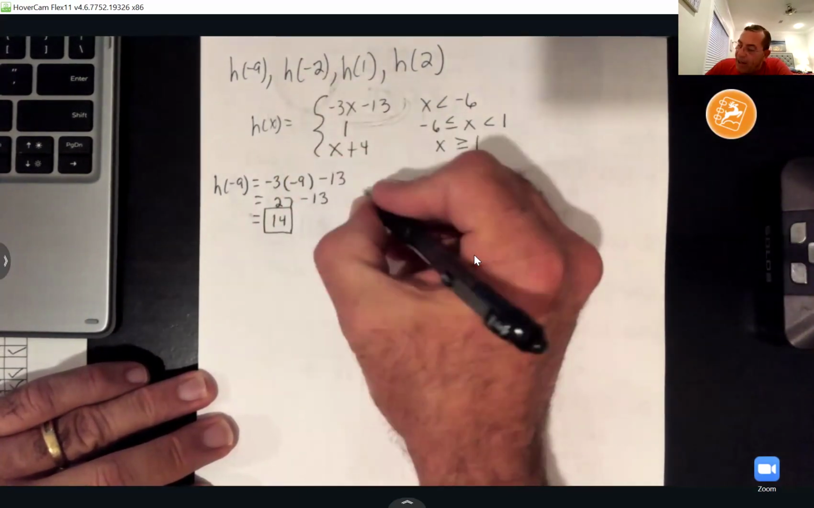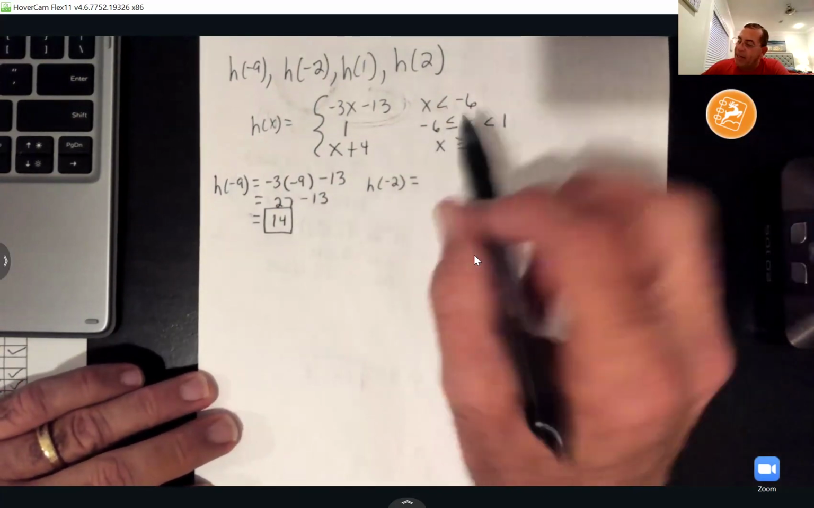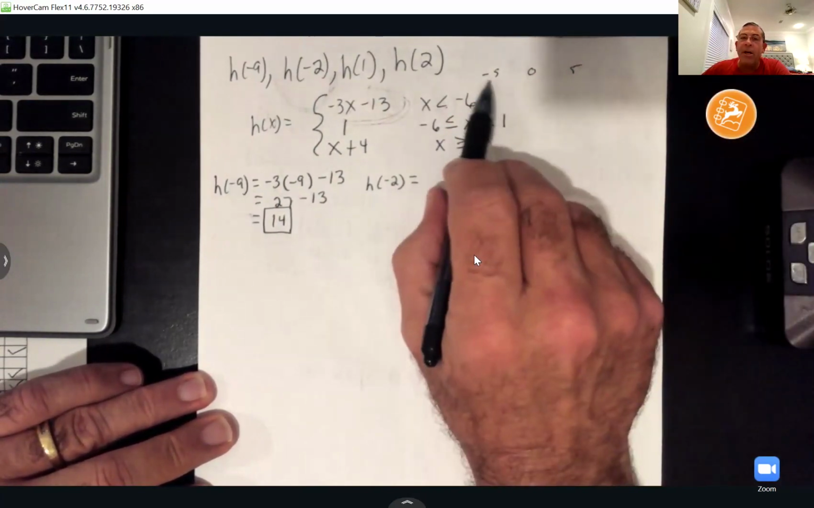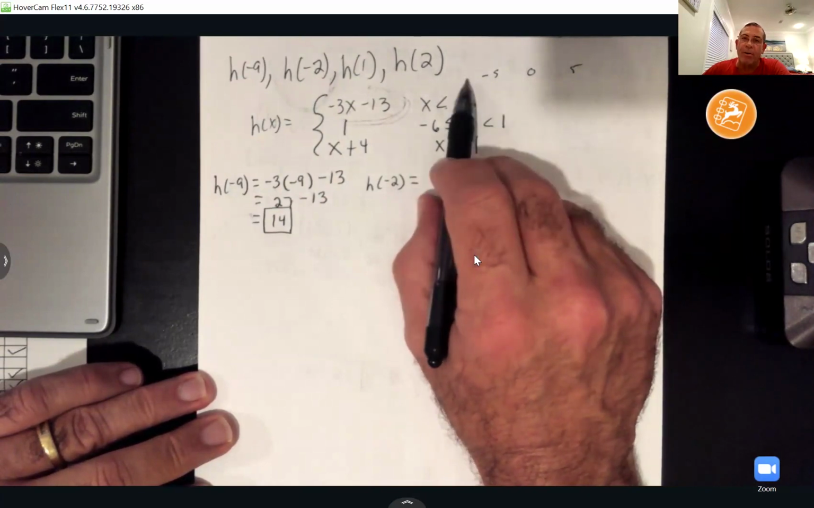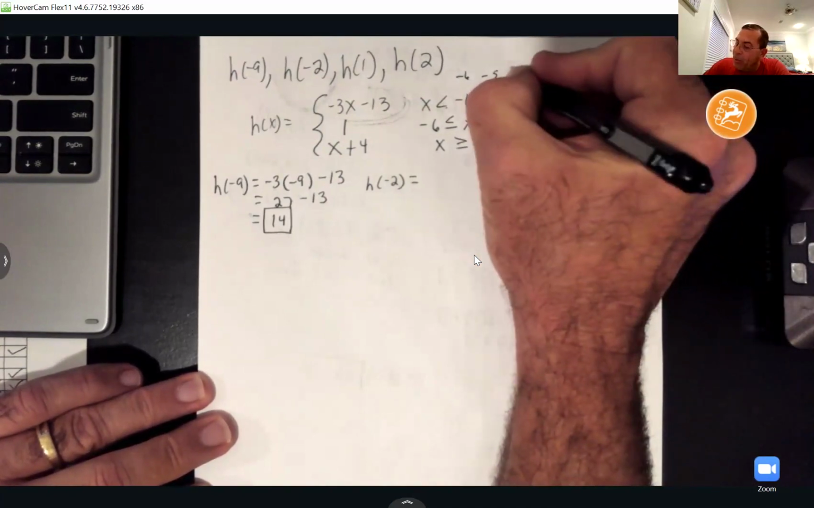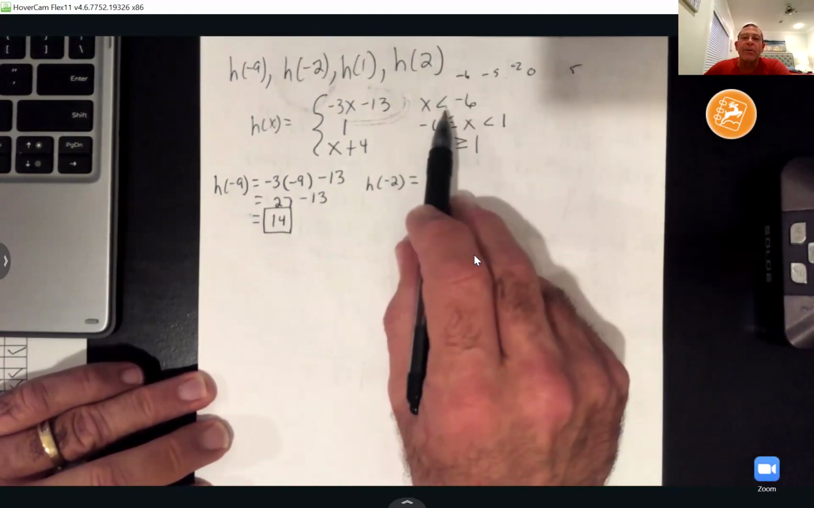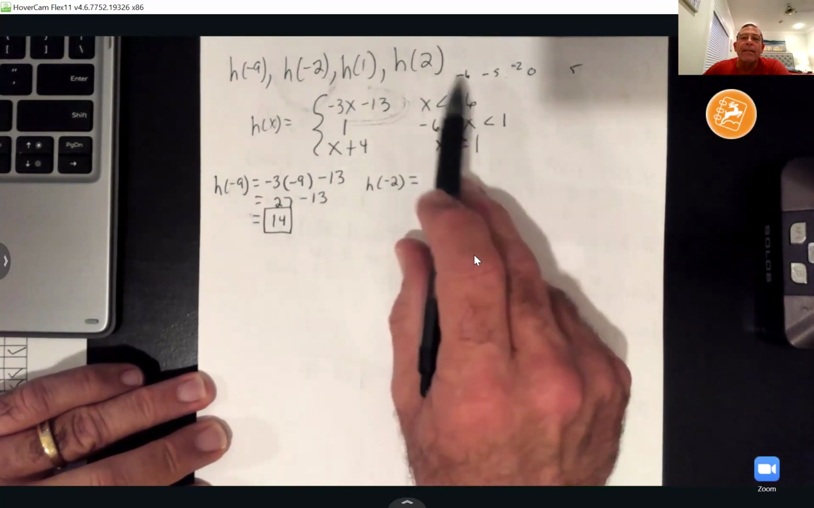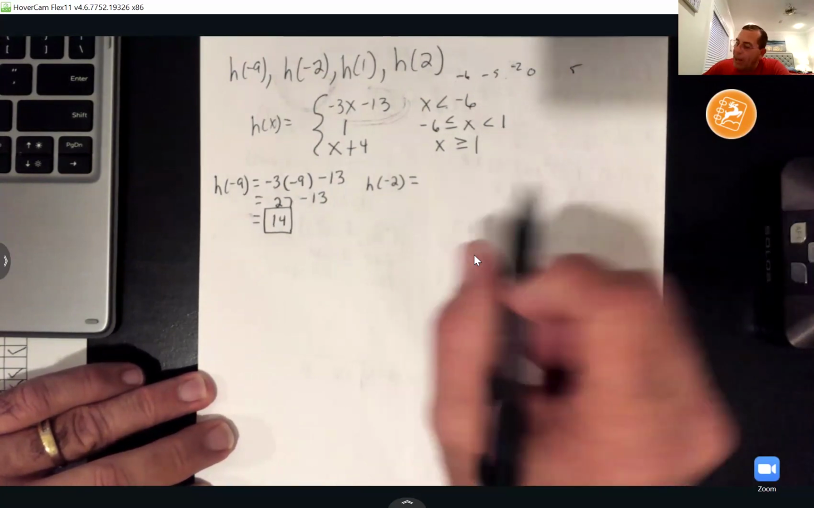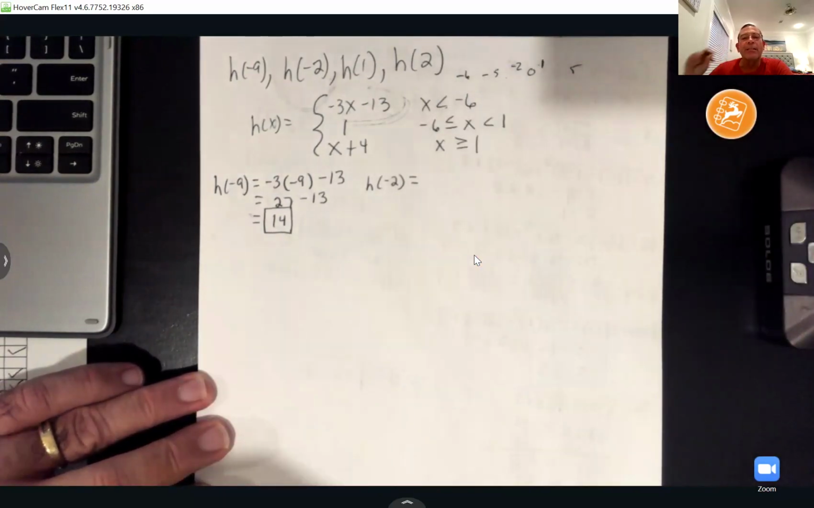Then they want h of negative 2. Well, negative 2 is not less than negative 6. Remember, if you're looking at a number line, any number to the left of another number is smaller than that number. Well, negative 6 is here. And what am I looking at? Negative 2 will be right in here. So negative 2 is greater than negative 6 because it's to the right of it. So it's not there. So is that negative 2 in between negative 6 but less than 1? Well, yeah, because 1's over here. So it's definitely less than the 1. So I'm using the second equation.